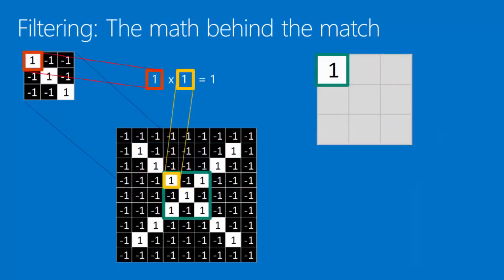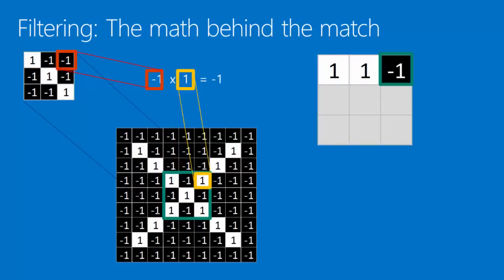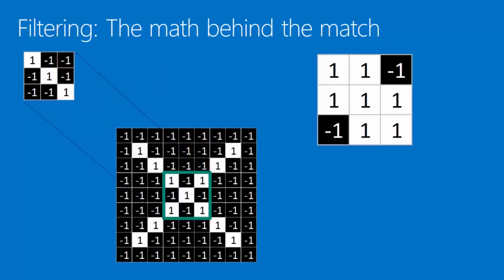Now we can take that same feature and move it to another position and perform the filtering again. And we start with the same pattern. The first pixel matches, the second pixel matches. The third pixel does not match. Minus one times one equals minus one. So we record that in our results. And we go through and do that through the rest of the image patch.